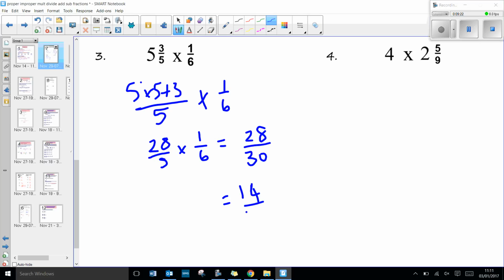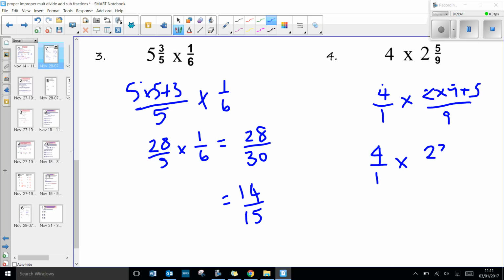Here we have 4, which we know is 4 over 1. We're multiplying that by 2 times 9 plus 5. So that's 4 over 1 multiplied by 23 over 9, which is 92 over 9. And I think that's as simple as that can go.